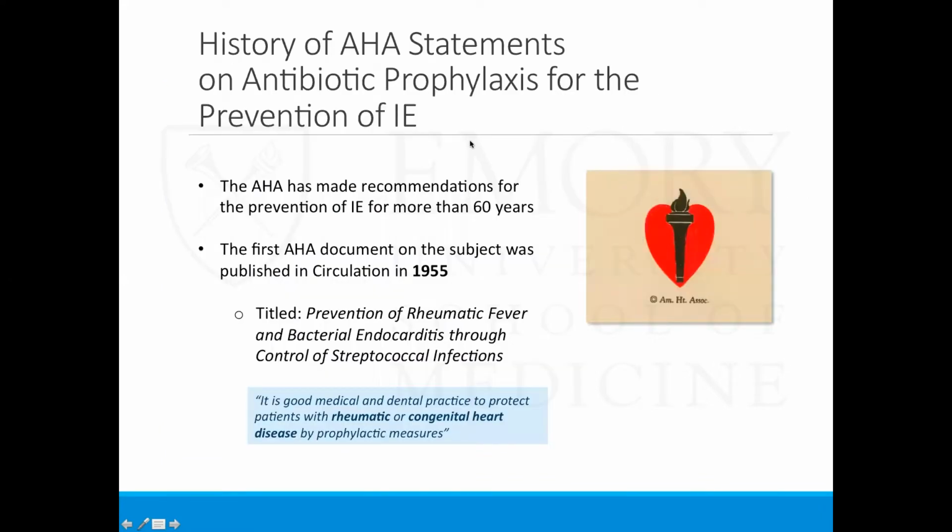So, like I said, I'll be talking about a little bit of the history of the AHA statements on this matter. It goes all the way back to about 1955 when they first published a document in Circulation titled Prevention of Rheumatic Fever and Bacterial Endocarditis through Control of Streptococcal Infections. And at that time, they left the recommendations for prophylaxis pretty general, basically saying for patients with rheumatic or congenital disease, it's a good idea to give them antibiotics beforehand.